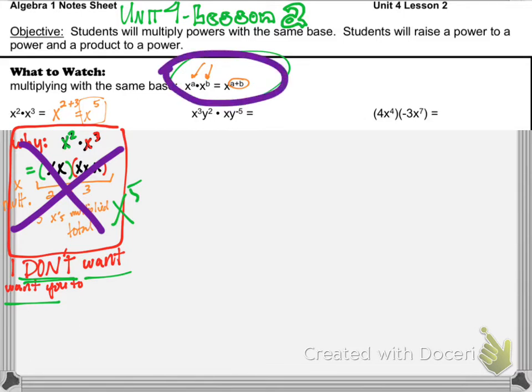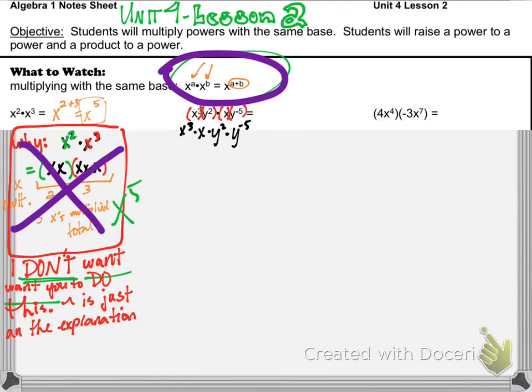All right, next one. When you're multiplying these, really that's like 4 little terms being multiplied. So I can regroup them as I see fit. I'm going to put the x's next to each other, the y's next to each other. You don't have to actually write that step, but that's the way I'm thinking about it.